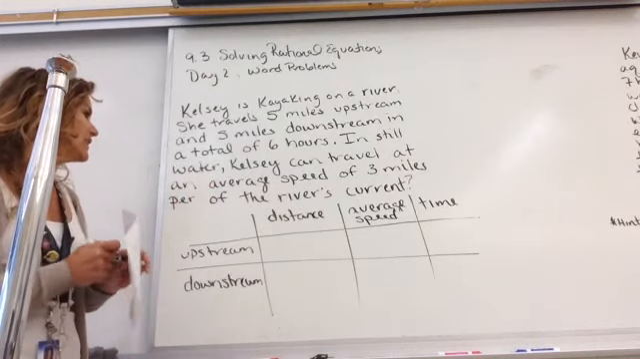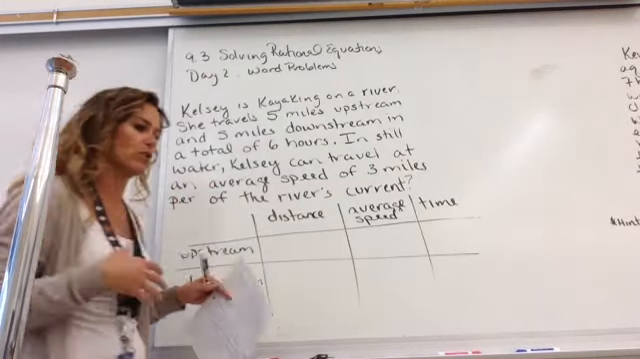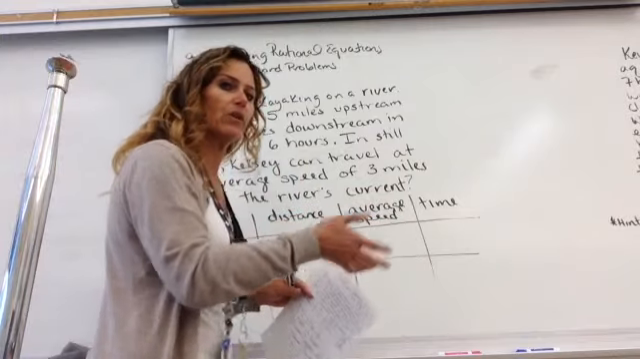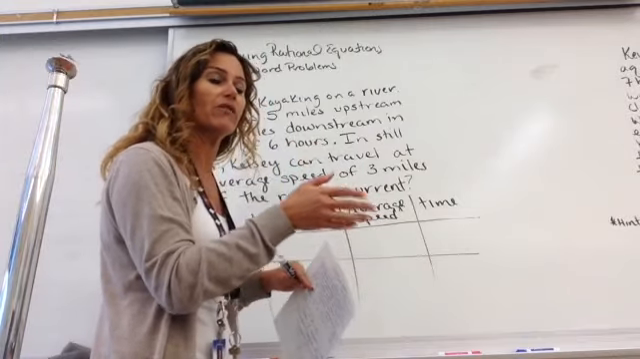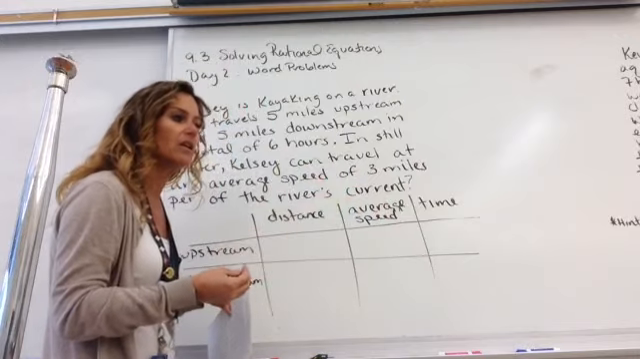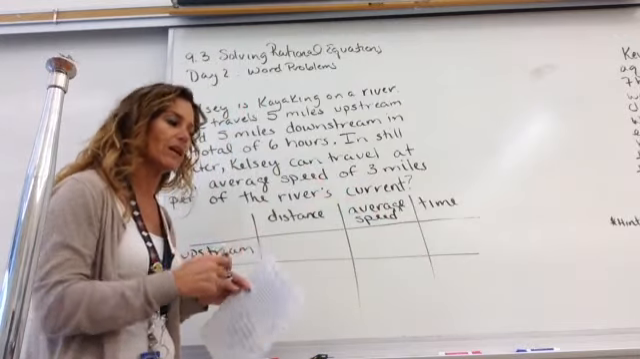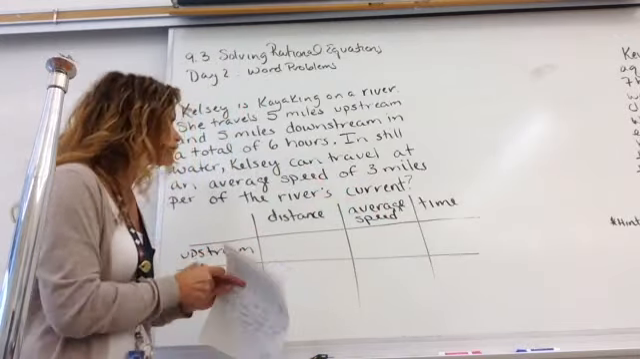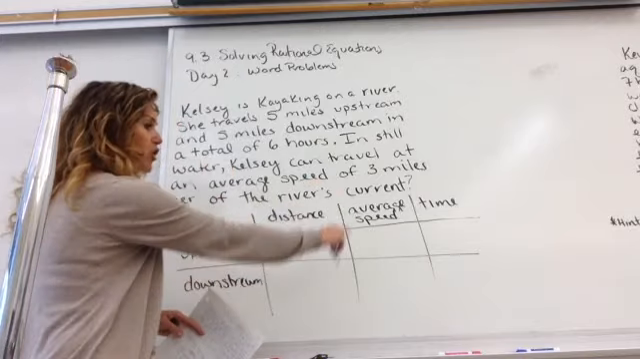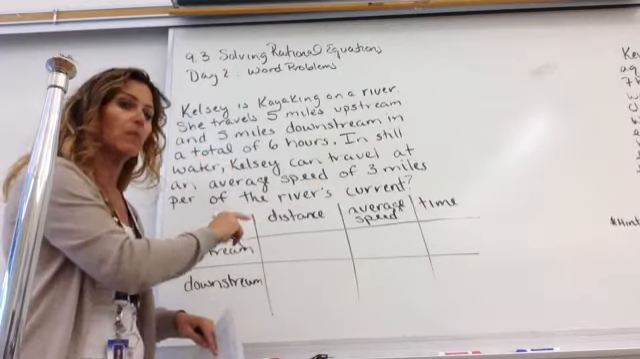The thing that's important to understand here is that when you're going with the current, flowing with it, it's actually helping you, making you go faster. And when you're going against the current, it's making you work harder, so you actually go slower. So we're going to fill in this little chart. Please write the word problem in your notes.